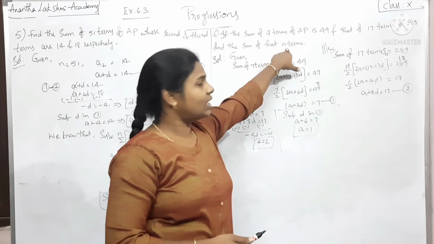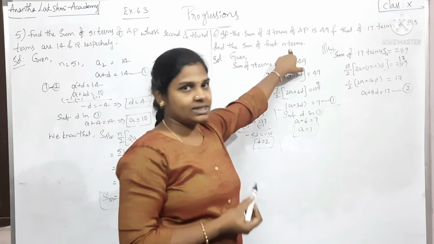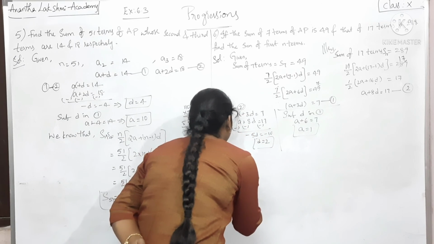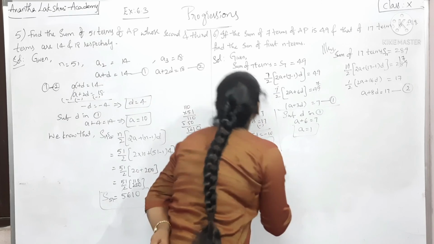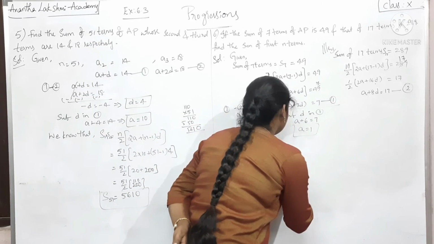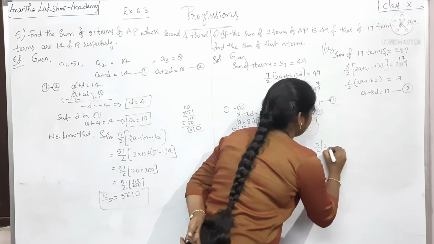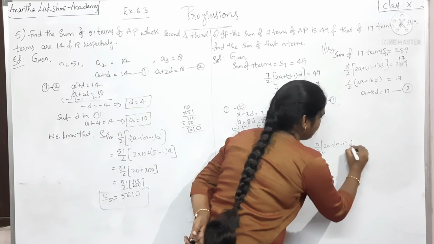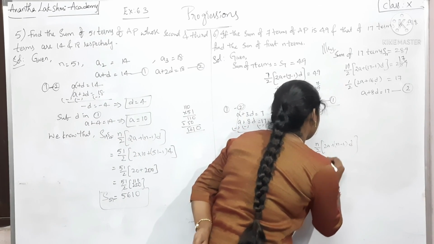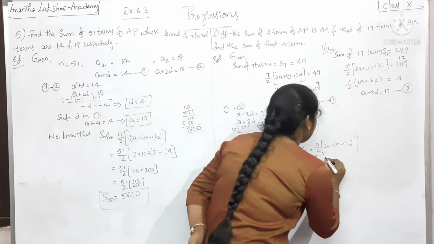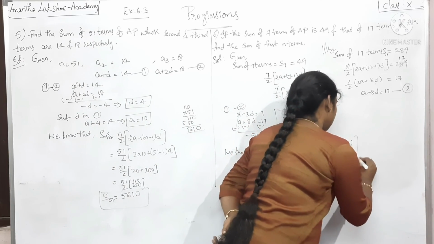They just want to know the sum of n terms. So the n value will be n. We don't have to replace n with any fixed value. So therefore we know the sum of n terms, Sn, is equal to n by 2 into 2a plus n minus 1 into d. The classic formula, where n is nothing but n itself, as this is the sum of n terms. a is 1, so 2 into 1 plus n minus 1 into d, which is 2.